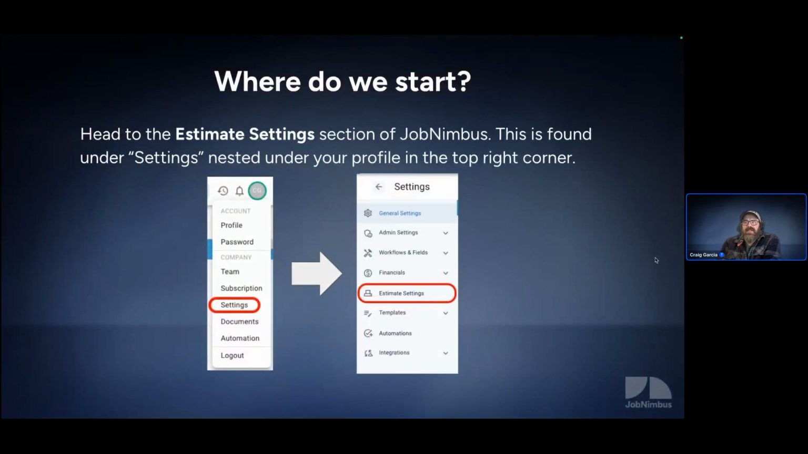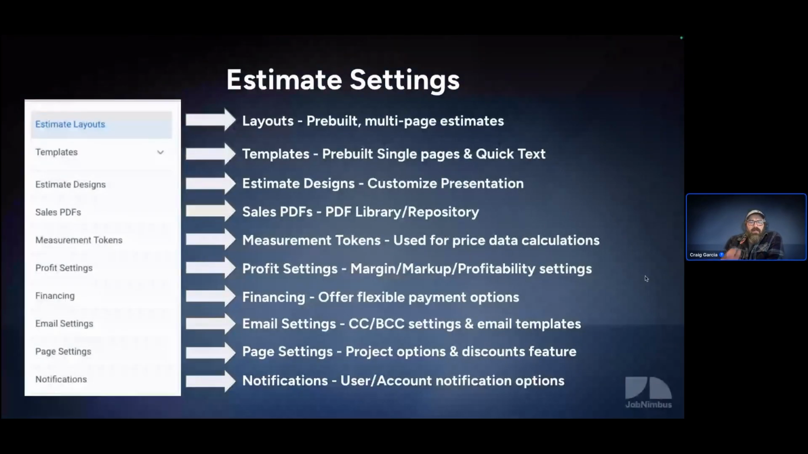And this is where NSC is housed within JobNimbus. I'll give you a quick rundown on all the different portions of this estimate settings page, but we won't spend too long. So basically layouts are multi-page estimates, pre-built, ready to rock and roll. Whereas templates themselves are just single pages that you can make ahead of time and slip into your pre-built layouts. It's usually recommended that you get layouts under your belt first before we start building out templates.